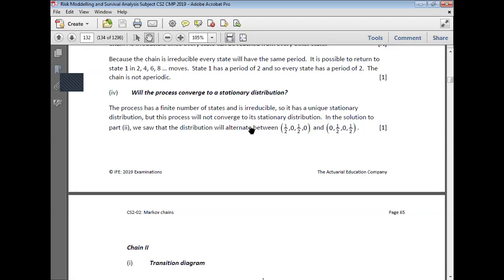Any doubts with this? I think this was a good question. I think the fourth one was good.